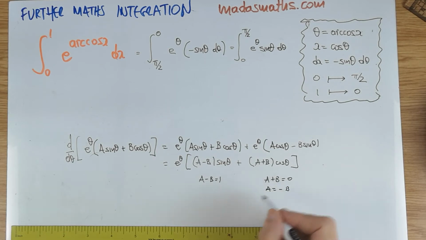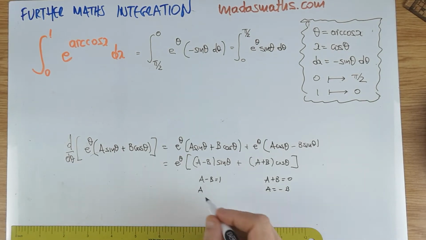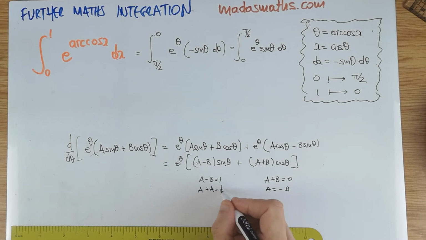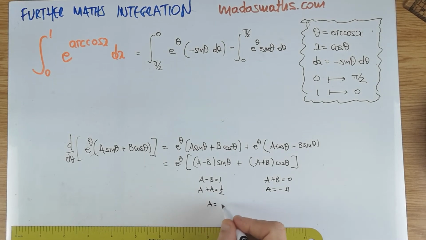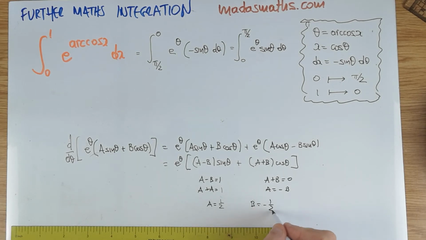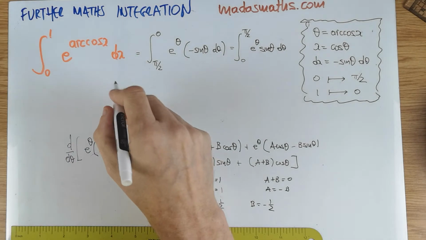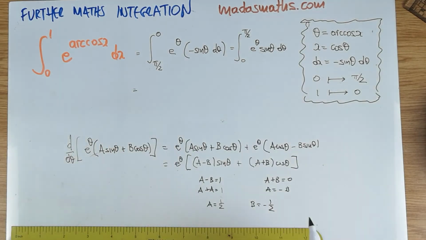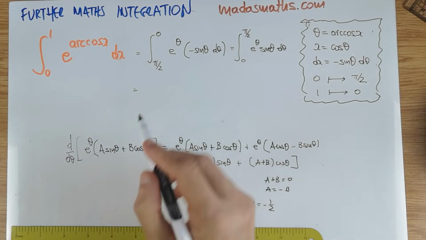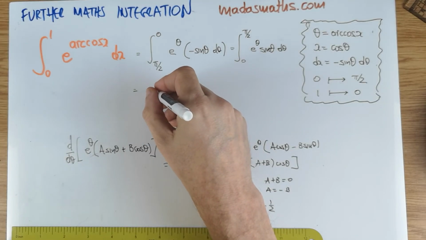A is the negative of B, so A minus B is the same as 2A. So A is equal to a half, and if A is equal to a half, then B is the negative of that. B is equal to minus a half. And the integral is done. So the integral is in fact e to the theta.